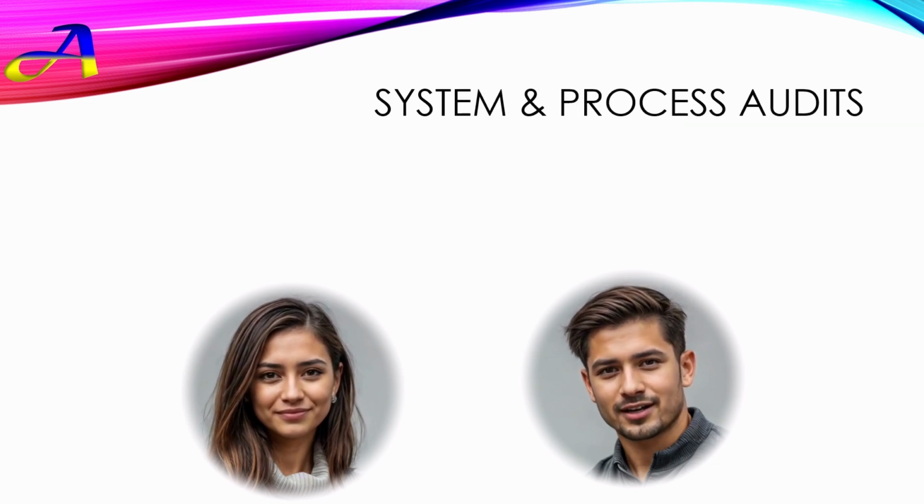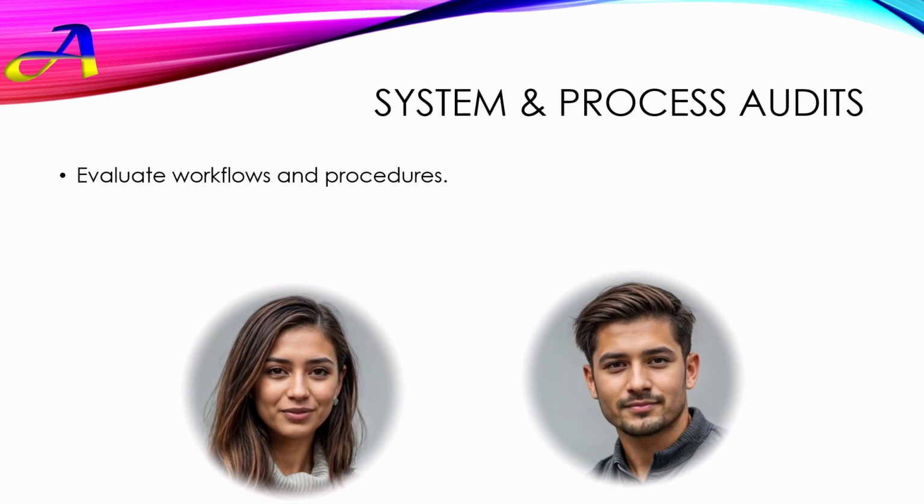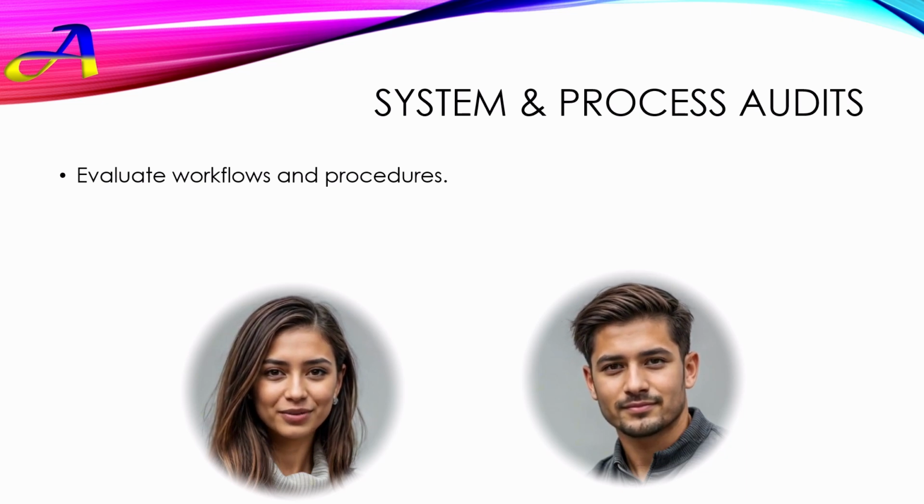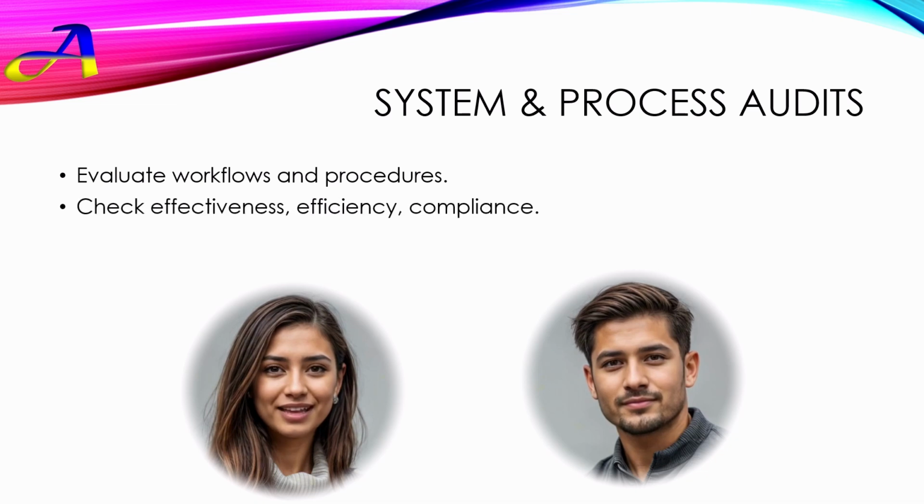System and process audits. This sounds less about tech flaws and more about how we do things. Exactly. System and process audits look at how well an organization's operations, workflows, and security protocols are actually working. They evaluate effectiveness: are we meeting security goals? Efficiency: are we using resources well? Security: are controls adequate? And compliance: are we following the rules and regulations?